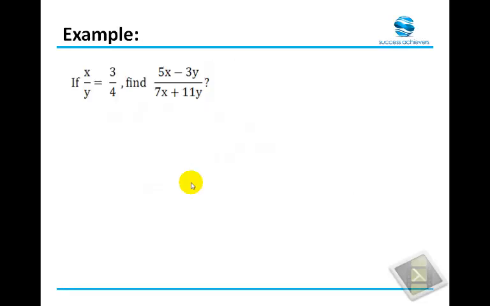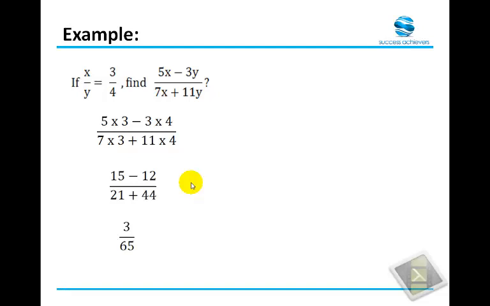Let's take another example. If x by y is 3/4, find (5x minus 3y) upon (7x plus 11y). Now in this case, can I say if I take x equal to 3k, y becomes 4k? So if I substitute these values in the question, I can get my answer. In fact, I don't need to substitute 3k. I can straight away take x as 3 and y as 4 because k will get cancelled. So straight away I have my answer as (5 into 3 minus 3 into 4) upon (7 into 3 plus 11 into 4). So 15 minus 12 upon 21 plus 44. You get 3 by 65. So that's your answer.